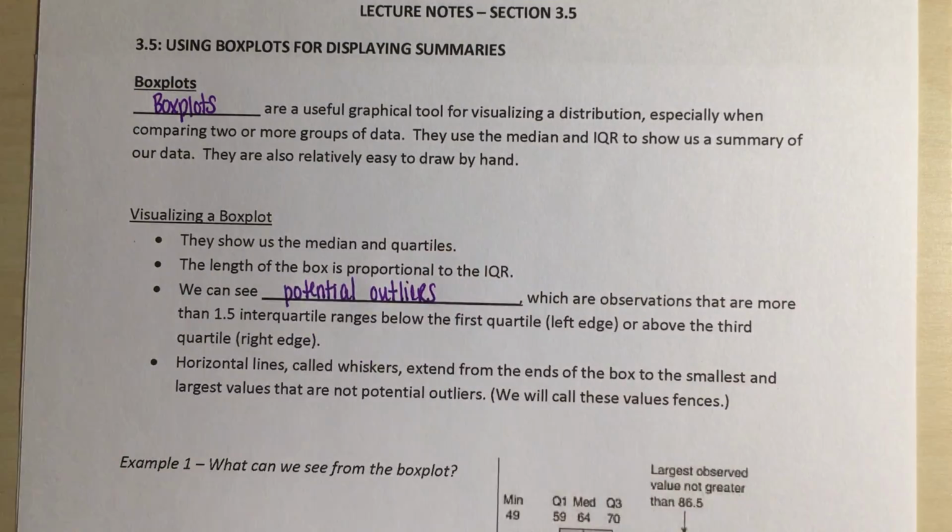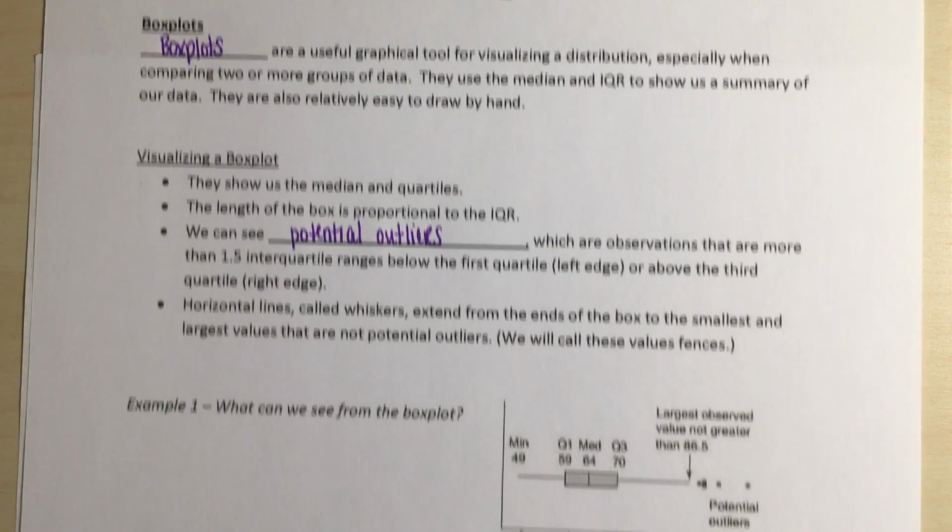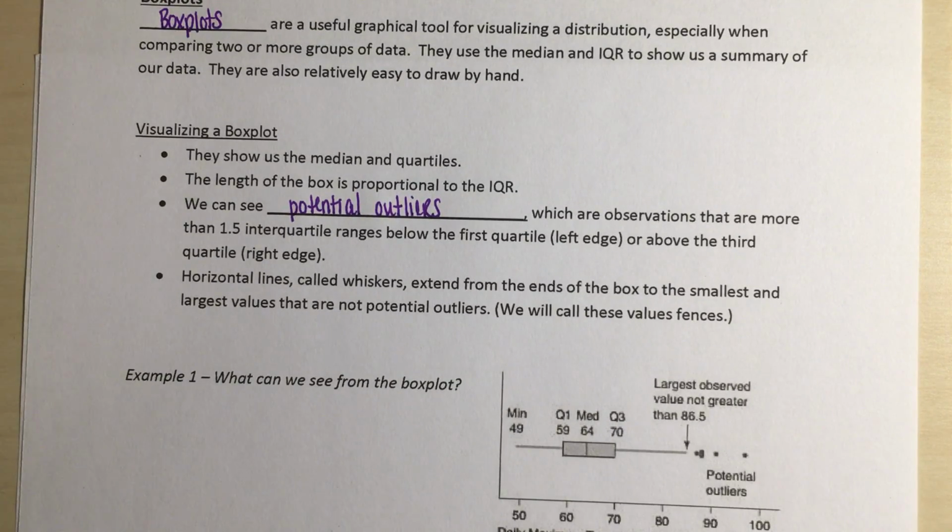And we're going to measure these potential outliers if they are more than 1.5 interquartile ranges, either below our first quartile or above our third quartile. And then we're going to extend little horizontal lines, where we can see in this picture. So here we have our box, we see our median, we see Q1, we see Q3, and then we see these whiskers coming out.